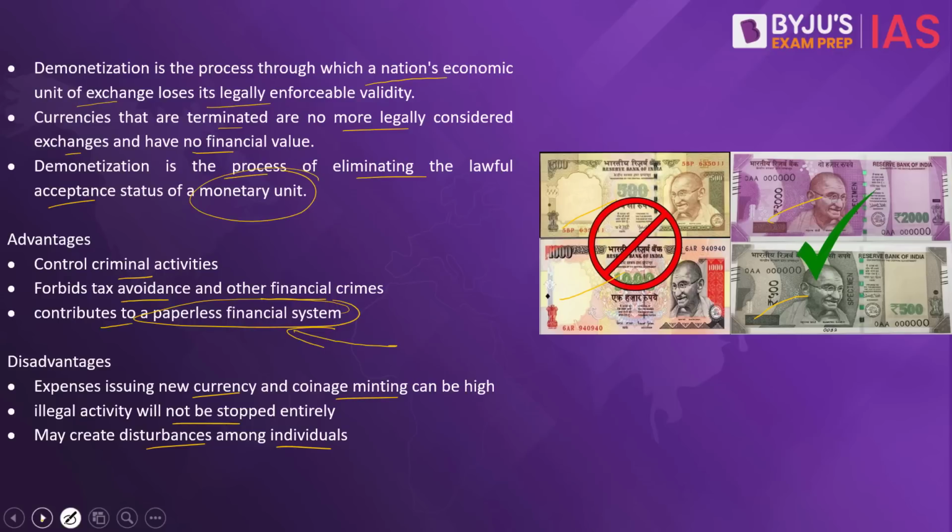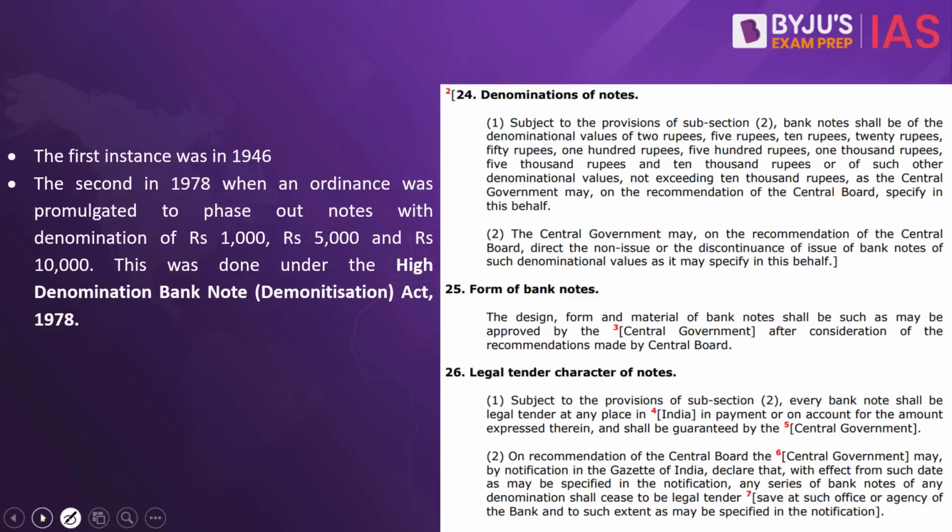Do we have any earlier experience in India? Yes. The first instance was in the year 1946. The second was in 1978 when an ordinance was promulgated to phase out notes with denomination of 1000, 5000 and 10,000 rupees. This was done under the High Denomination Banknote Demonetization Act of 1978.